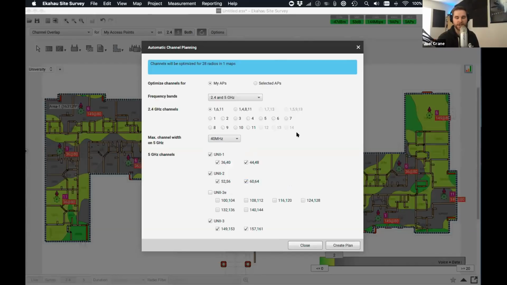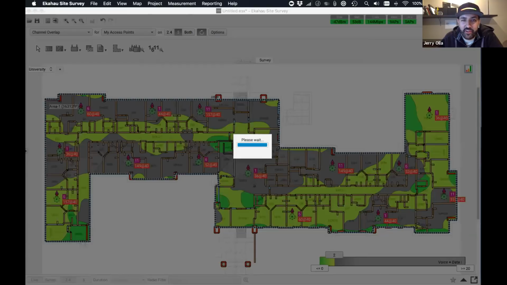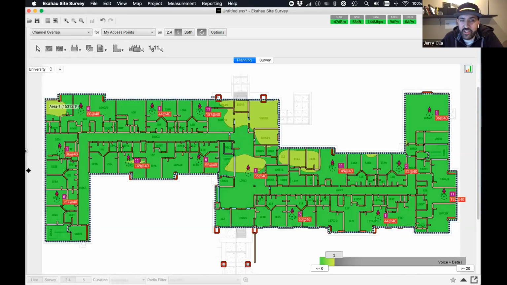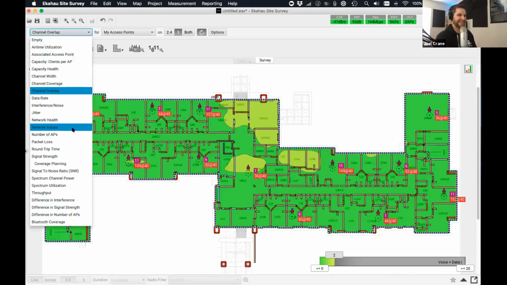Oh, go ahead. What's that, Jerry? I've got to say, Chris, I love your comment in chat. He says, once you get the channel overlap sorted out, then we'll find out that it's a multi-floor environment. Yeah, and no, this is not a multi-story building, Chris. No, moving along swiftly.